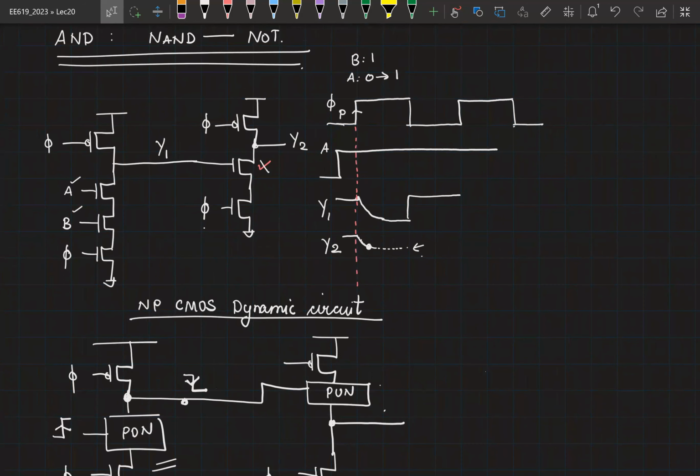So how do you ensure the pre-charge phase and evaluation phase correctly then? So the whole problem is happening because you have a falling edge appearing at the input of the NMOS, right? In what other way can I avoid this falling edge? Add an inverter in between.